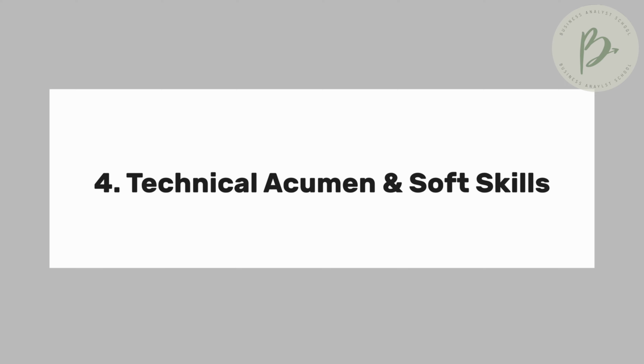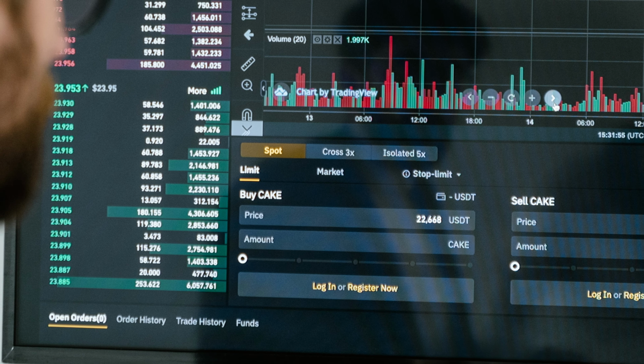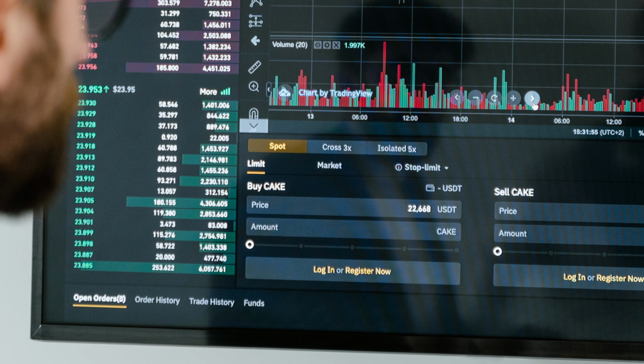Now, the fourth area is technical acumen and soft skills, right? Anytime I say technical in any of my videos, please don't mistake it for coding, having Python knowledge and knowing SQL. SQL is a good skill to have, by the way, but please don't mix it up. When I say technical acumen, I'm referring to the technical tools and techniques that we need as business analysts. And soft skills, again, communication, relationship building, stakeholder engagement.